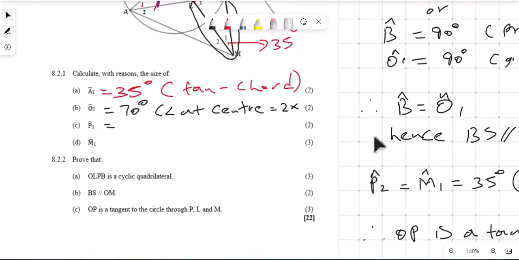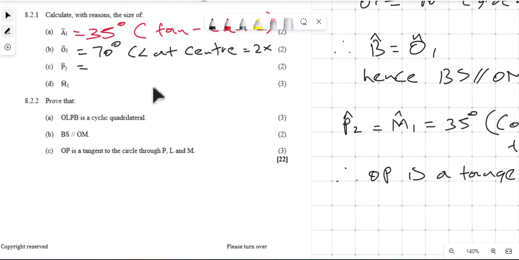That was our last question on question 8. 22 marks. Wow, it was not too bad. Okay, that's nice.